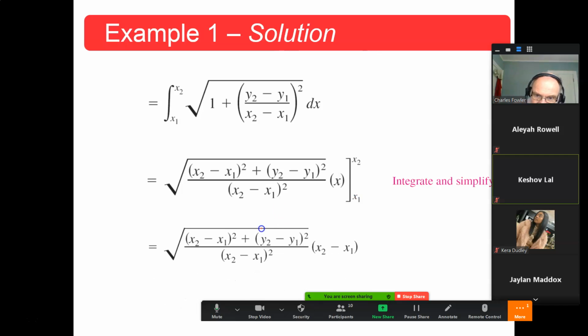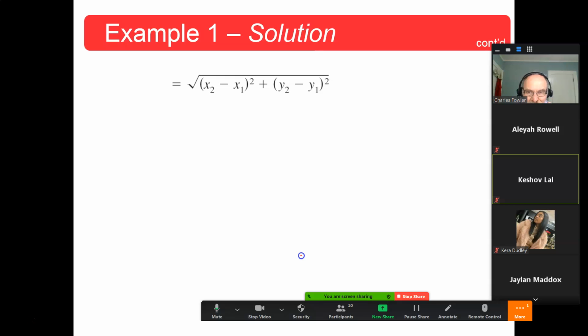Well, the denominator here under the square root, a perfect square, the square root of a perfect square is just x2 minus x1. That's going to cancel that one out, and you're left with the length of the line between those 2 points. And that is your arc length of any straight line, is the distance between the 2 points. Okay.